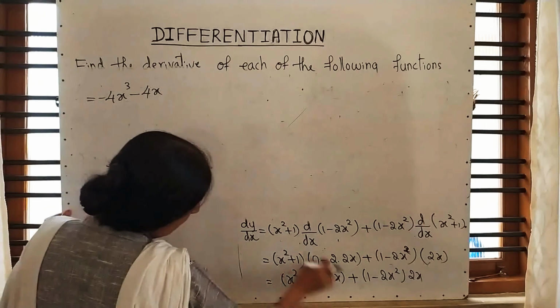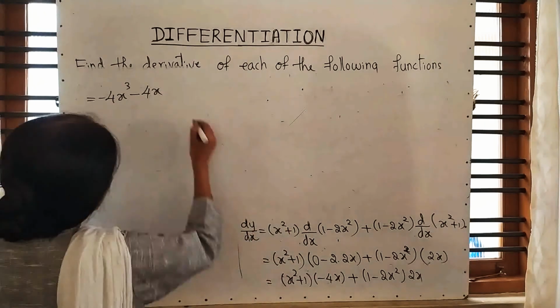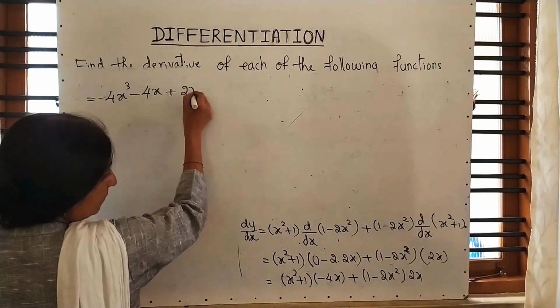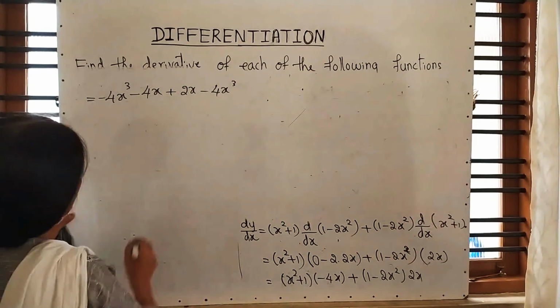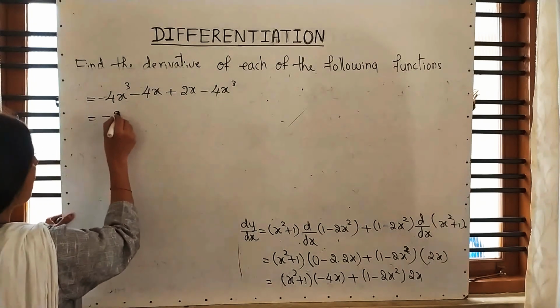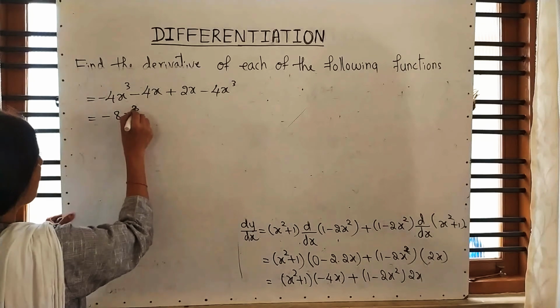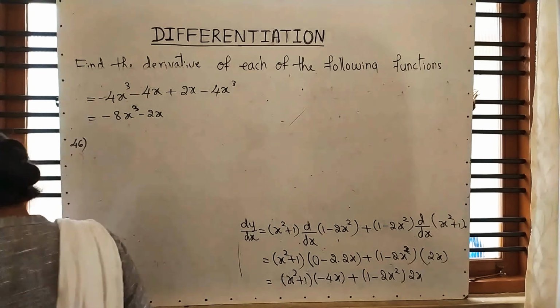X square into minus 4x is minus 4x cube. This plus into minus is minus, and there, correct or not? Minus 4x cube is minus 8x cube, and it is minus 2x. Question number 46.